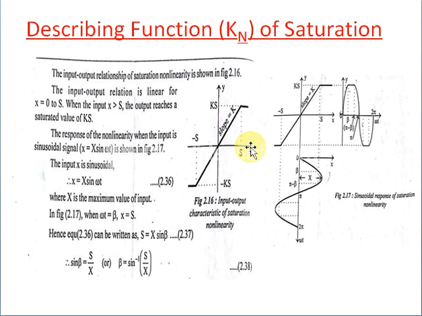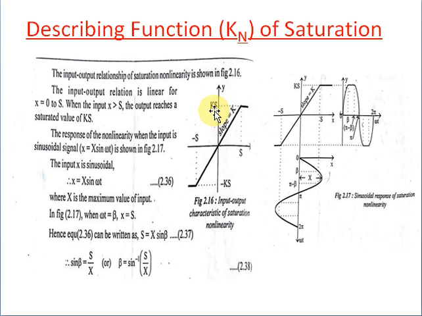Here the x-axis represents x and the y-axis represents the output y. Up to x equal to s, the output is linear. After that, when x is greater than s, the output reaches a saturated value, and the saturated value is ks. That is, y is equal to mx. Therefore, here the slope is equal to k, so m becomes k, and the saturated value is ks.